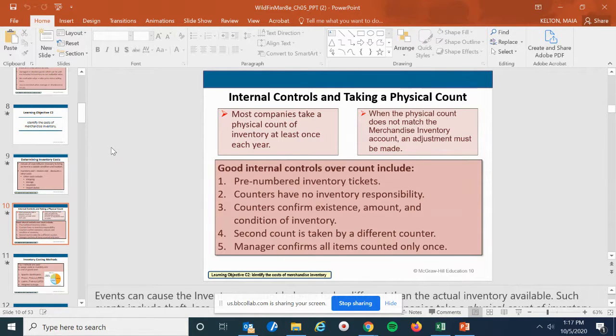And there has to be independent internal verification. So another person, a different counter, has to perform a secondary count, and then the manager must confirm that all items are counted only once.